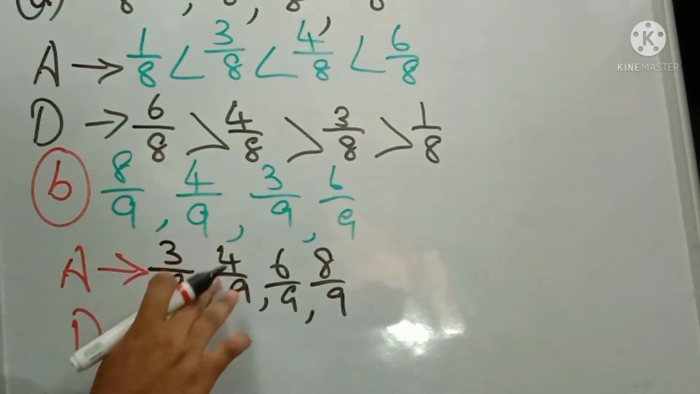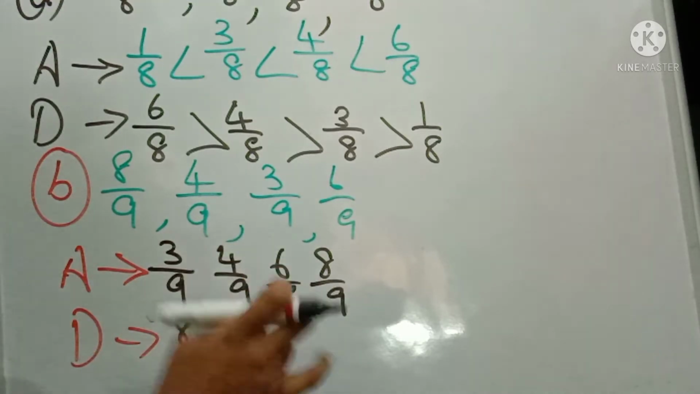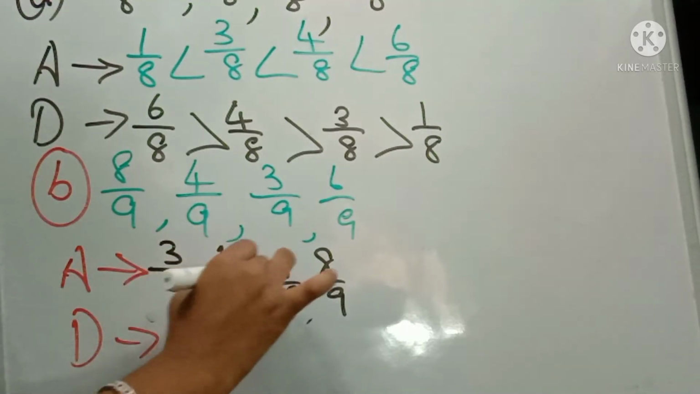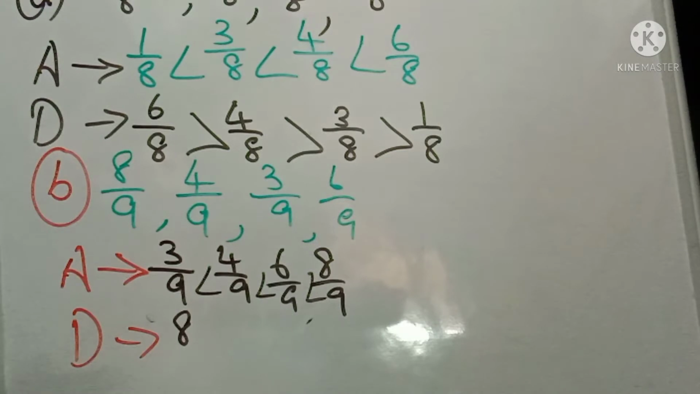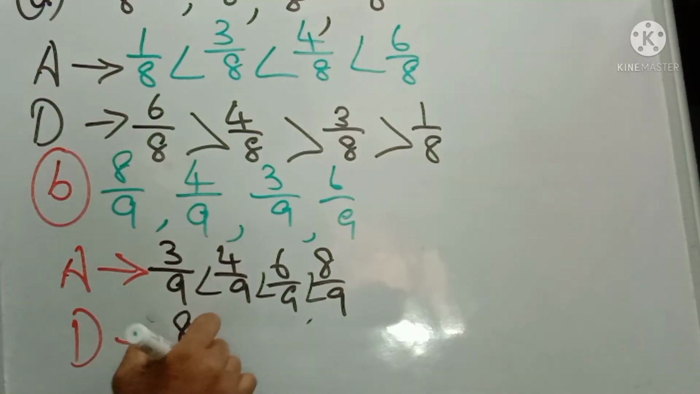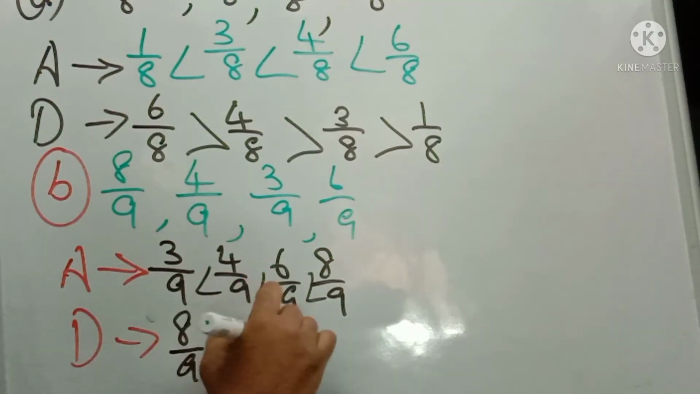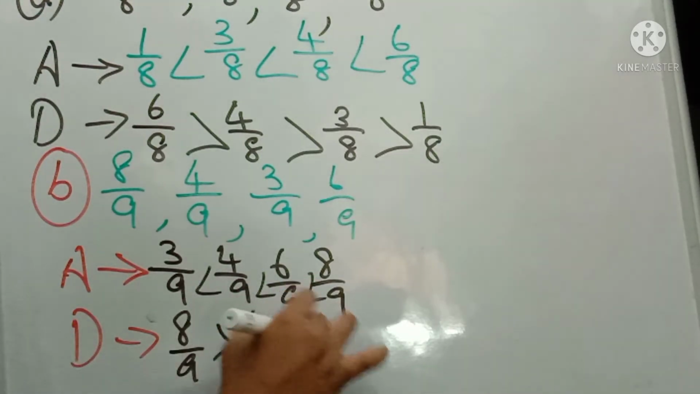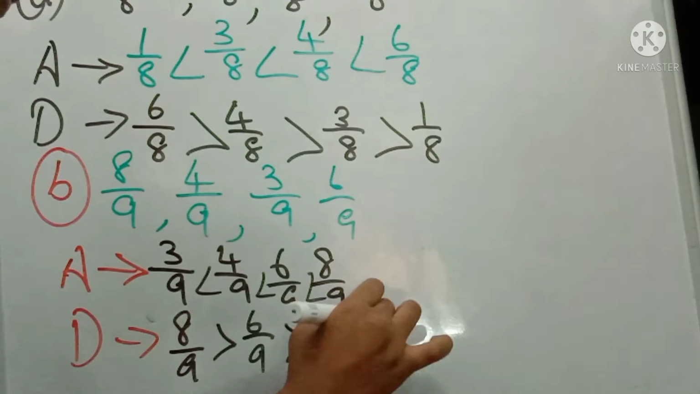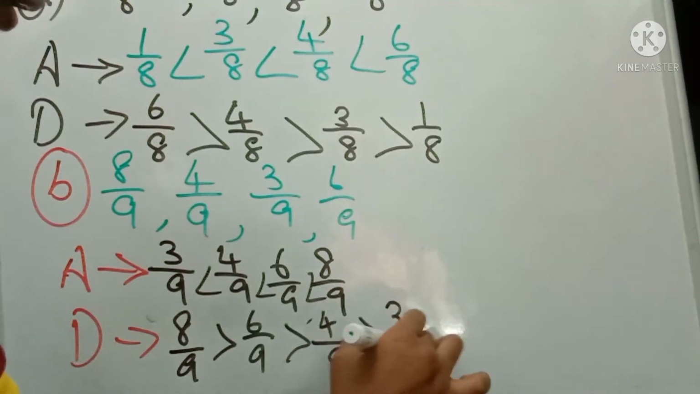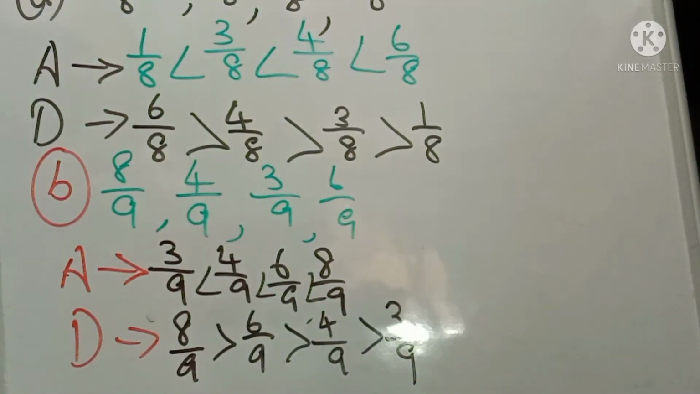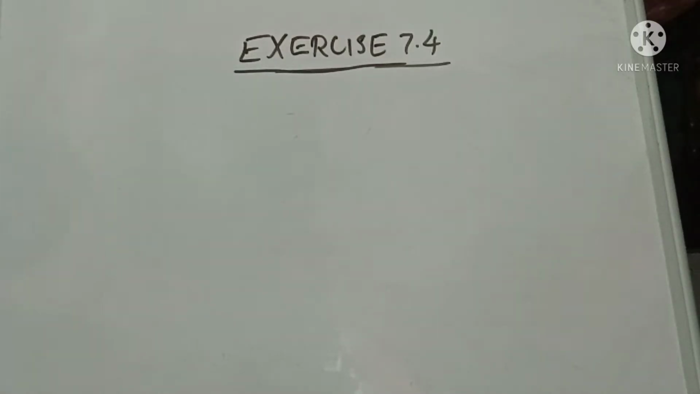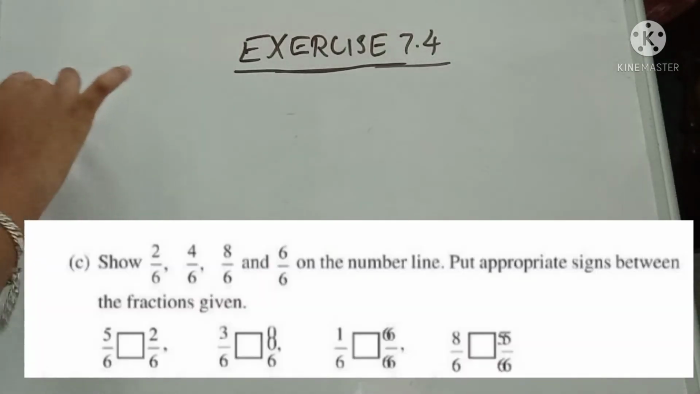Descending order, we want to use the signs here. Okay, that is these signs. Descending order, 8/9, 6/9, 4/9 and 3/9. These are the ascending and descending orders. Okay, so moving on to the C question. A and B questions we completed. C question from it.